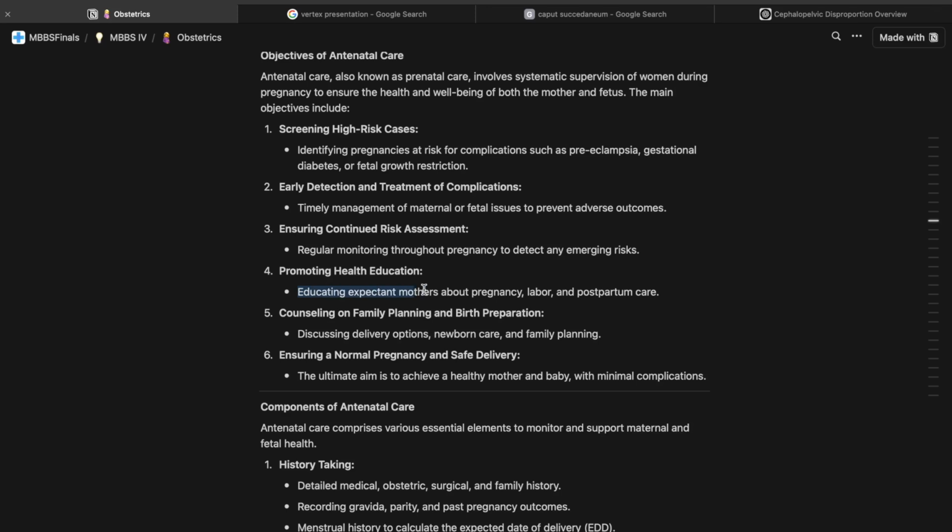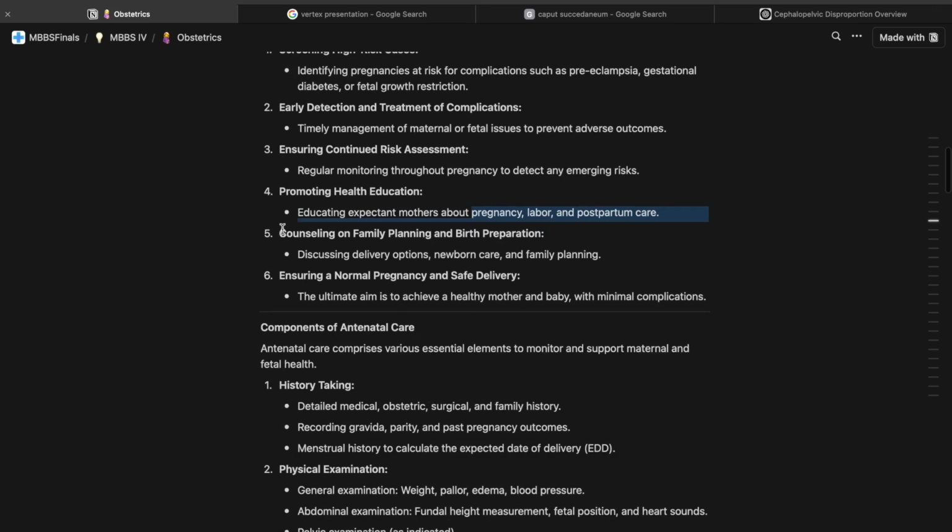Promoting health education. This is prevention entirely, educating expectant mothers about pregnancy, labor, postpartum care. Finally, counseling on family planning and birth preparation. After the delivery, the mother should know about family planning and birth preparation. No, not after, before that. Birth preparation means at the time of delivery they need to know about everything, so that after delivery this can be taken care of. Delivery option, newborn care and family planning. Ensuring normal pregnancy and safe delivery: the ultimate aim is to achieve a healthy mother and baby with minimal complications.